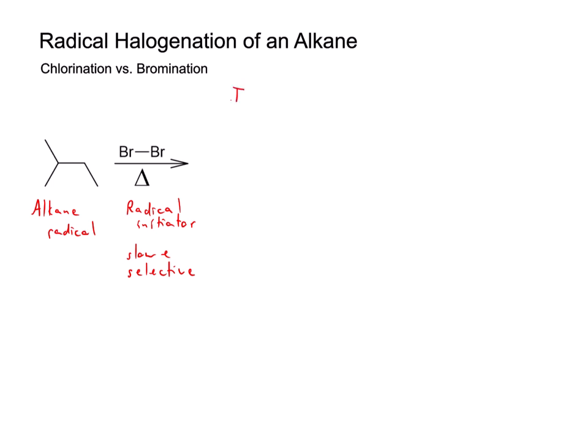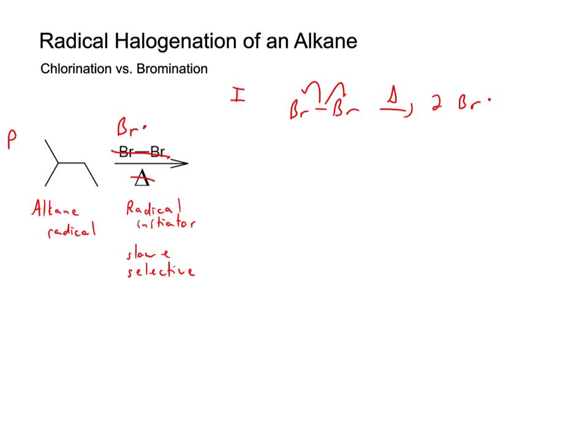Initiation is going to work the exact same way that it did with chlorination. We have our Br-Br bond, and once we add heat, that is going to homolytically cleave the bond, giving us 2 bromine radicals. Now we can move on to propagation, so I'm going to write P next to the reaction, and I'm going to cross out the bromine and the heat because we know that that already formed the bromine radical.